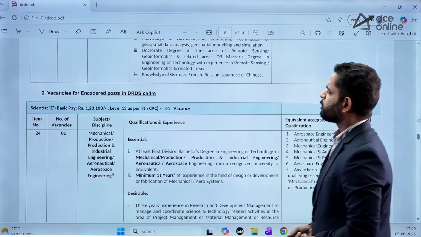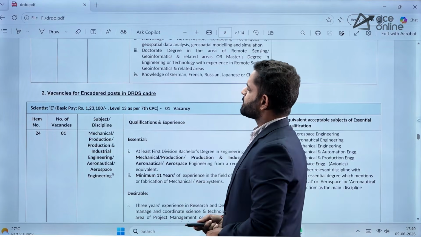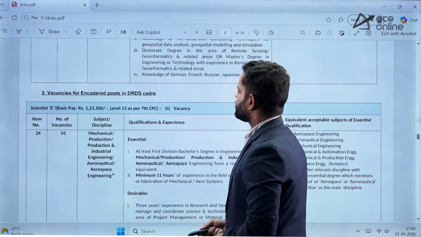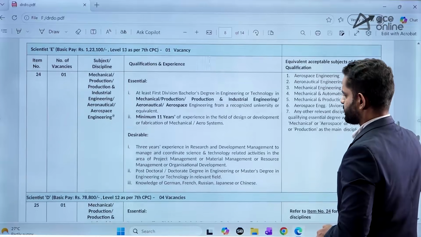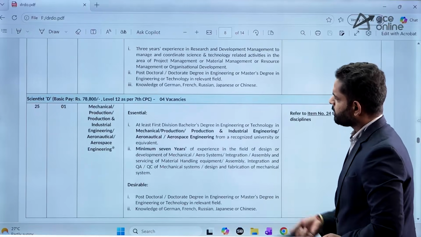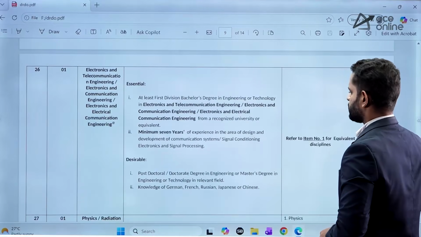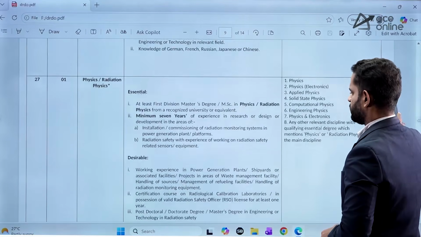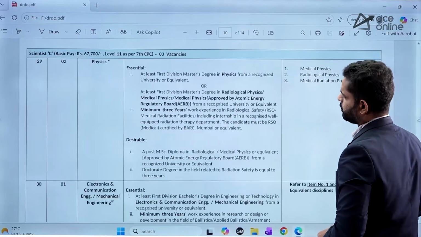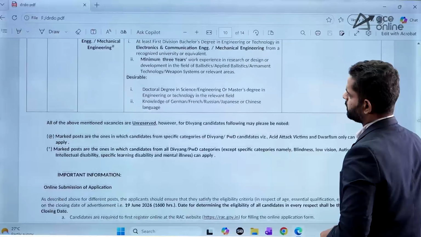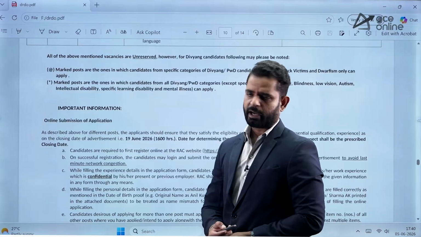Scientist E, basic pay rupees 1,23,000, level 13 as per 7th CPC. Vacancies for uncadred posts in DRDS cadre, one vacancy here for this important subject. Scientist D, 4 vacancies for their important subjects, and level, CPC, CTC is also given. Scientist C for the important subjects, and here all important information is given.